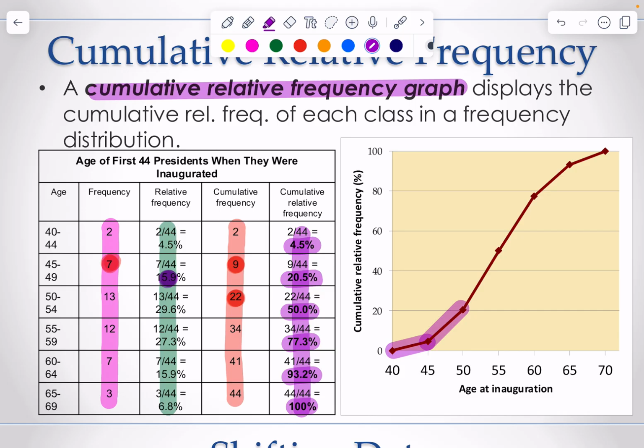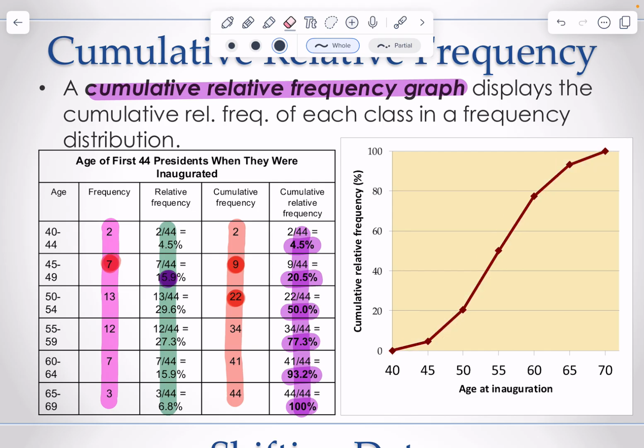And then from 50 to 55, we added another almost 30% to get to 50, and so on. And so we just keep track of how much we add to each interval until we get to our 100th percentile. So once we've accounted for our entire set of data or individuals. So that's kind of what this is looking at.